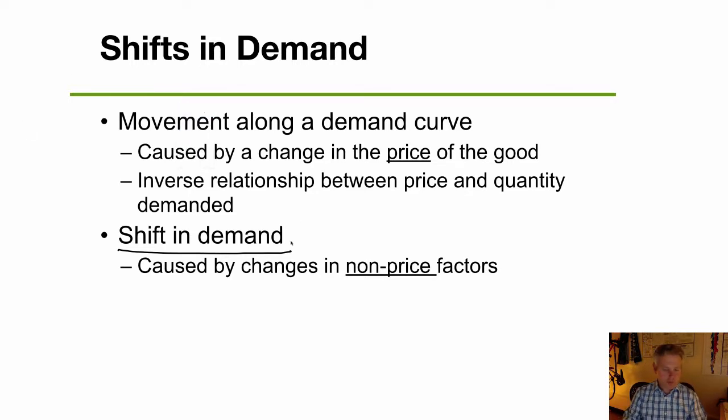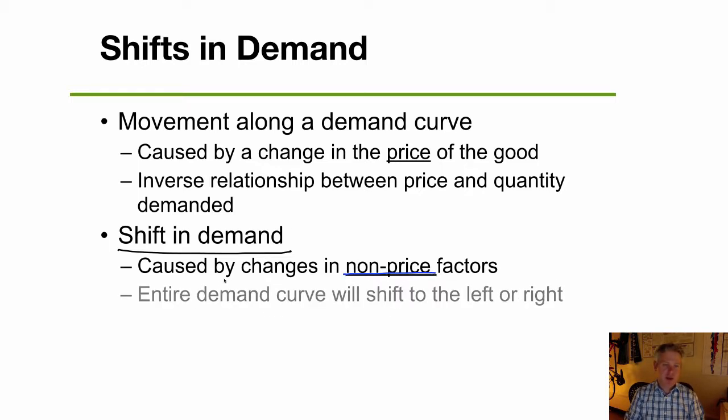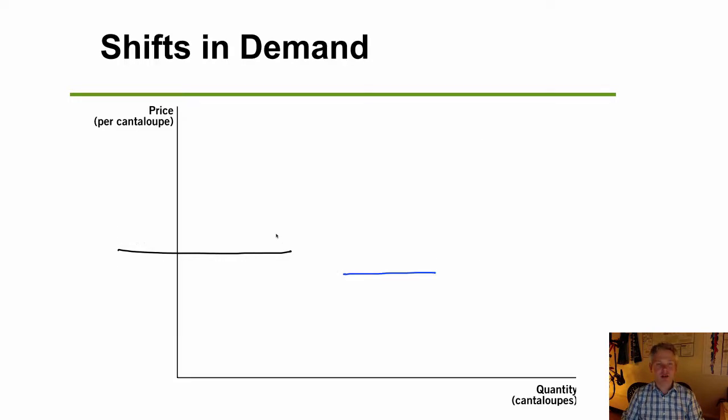So these are the things that do that are non-price factors. So when price changes, you move up and down the demand curve. Almost everything else, all these non-price factors, are the things that cause shifts in the demand curve. The entire demand curve will shift to the left or to the right, according to these other factors. So again, this is going to be a little better than what I did before.